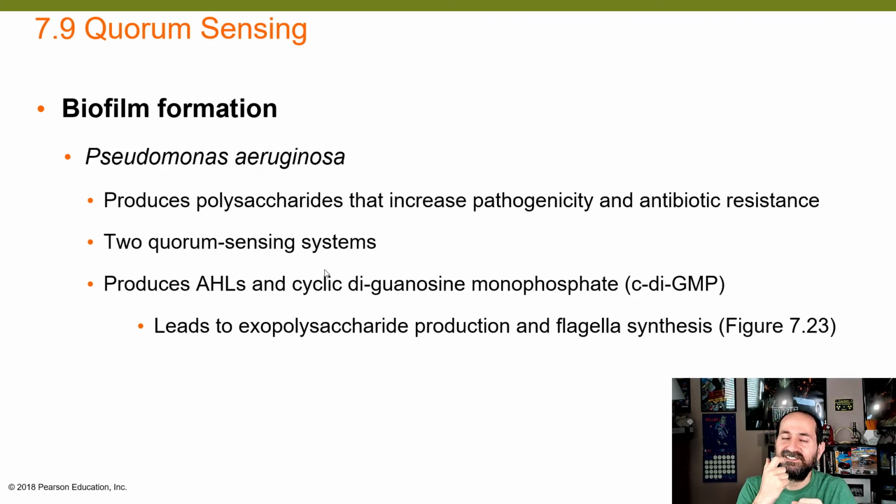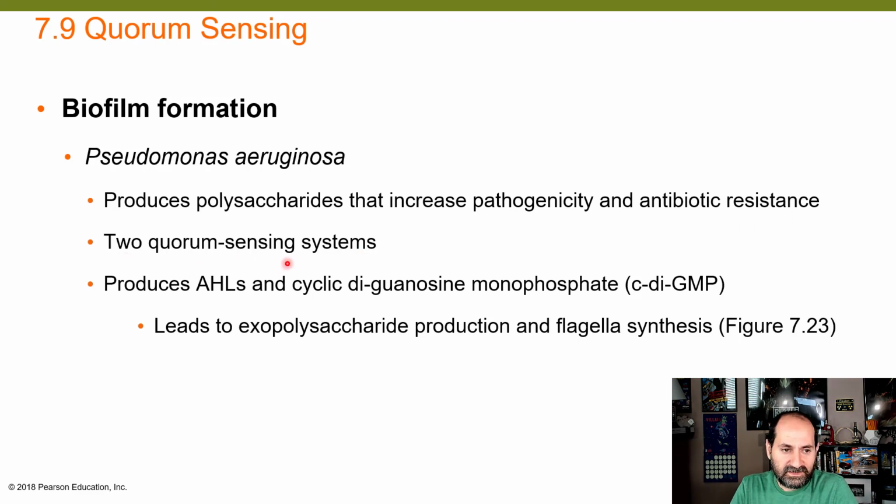Think about the plaque on your teeth. That's a classic example of biofilm. This is a gooey substance. But think about it. Bacterium would not want to make the biofilm if they're all by themselves. They want to be in groups in order to form the biofilm. So an example is Pseudomonas aeruginosa produces a polysaccharide, this sugary substance that increases pathogenicity and antibiotic resistance. Pathogenicity, because the bacterium cannot be found or phagocytosed inside the body. Antibiotic resistance, because antibiotics can't really penetrate the biofilm very well.